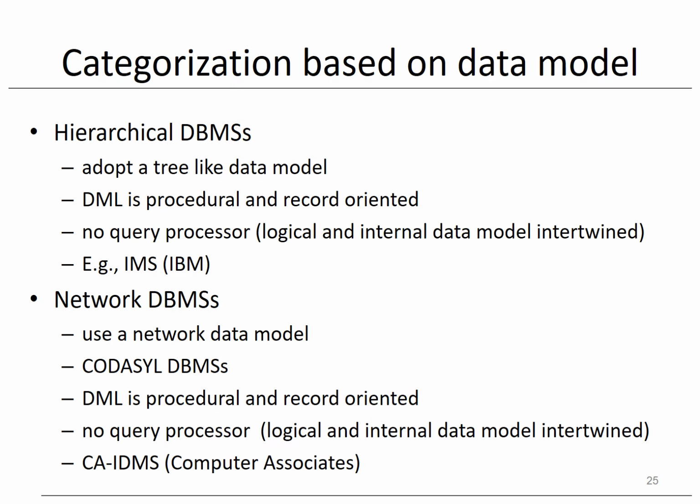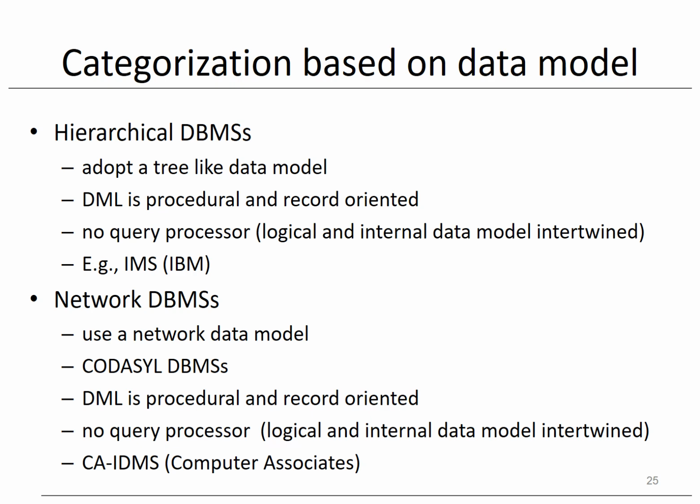Throughout the past decades, various types of data models have been introduced for building conceptual and logical data models. Hierarchical DBMSs were one of the first DBMS types developed and adopt a tree-like data model. The DML is procedural and record-oriented. No query processor is included. The definitions of the logical and internal data model are intertwined, which is not desired from a usability, efficiency, and maintenance perspective. Popular examples are IMS from IBM and the registry in Microsoft Windows.